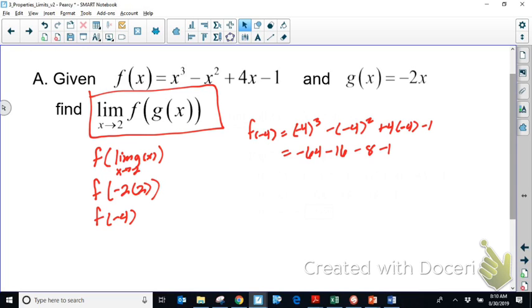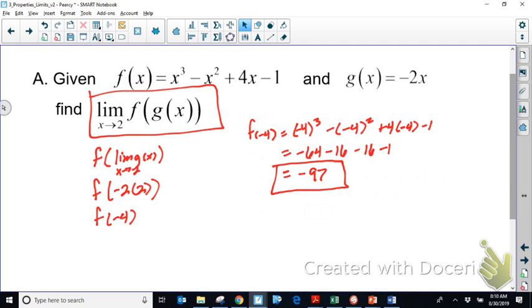So negative 64 minus 16 minus 8 minus 1 is not the number I expected it to be. That's because I multiplied wrong right here, as some of you probably recognized. This is going to be a negative 16 also. So let's put another negative 8 there, and that will equal a negative 97. Okay? So, arithmetic error aside, that is how you evaluate a composite of two functions.